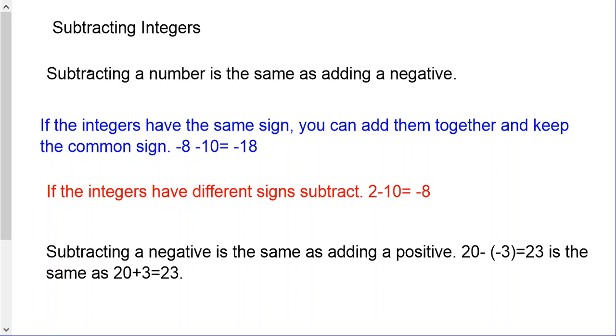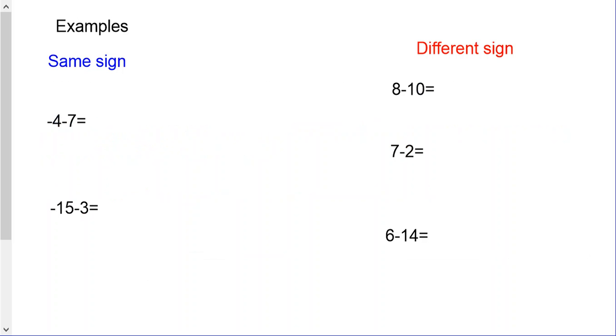Let's look at some examples. Alright, same sign. So we have negative 4 minus 7. So we can add them together. 4 plus 7 is equal to 11. The common sign is negative, so our answer is going to be a negative 11. Alright, another one, negative 15 minus 3. So they have the same sign, so we can add them together. 15 plus 3 is 18. And our common sign is negative, so our answer is going to be a negative 18.